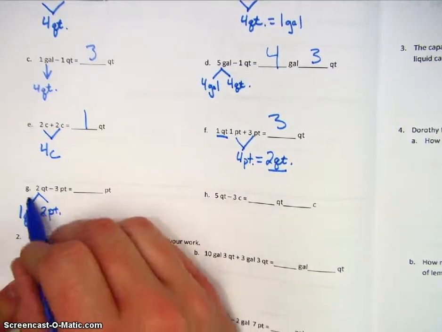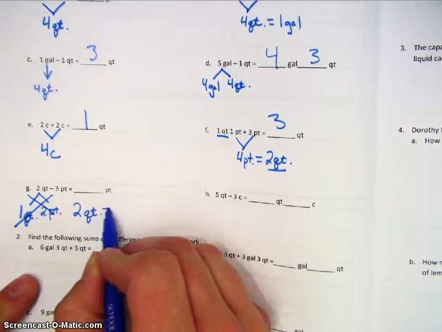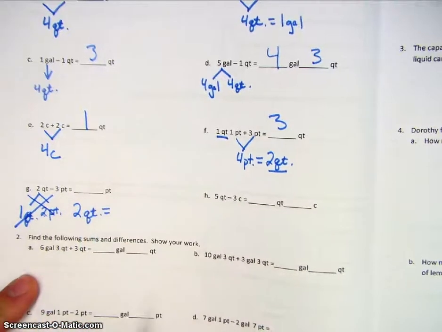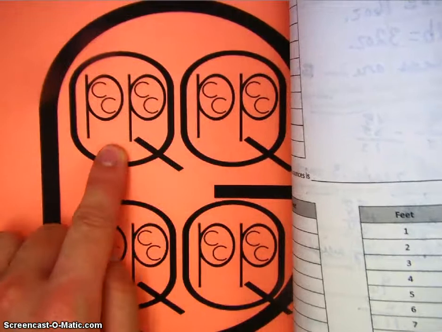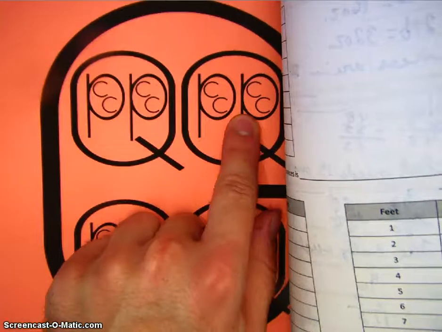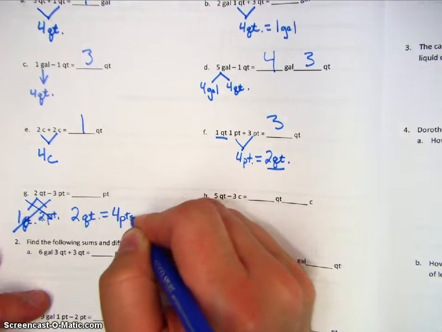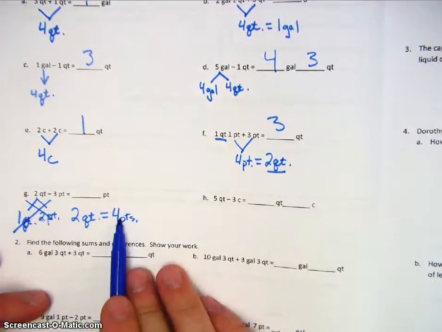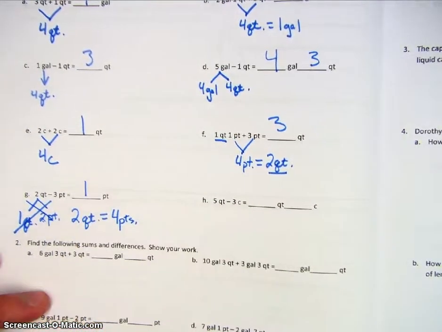So what we're going to actually do is cross this off, and we're going to take a look at 2 quarts. We want to turn all of it now into pints. So if we look, we have our 2 quarts, and we see that we have 4 P's inside. So that means we have 4 pints. So now I have 4 pints minus 3 pints, and that equals 1 pint.